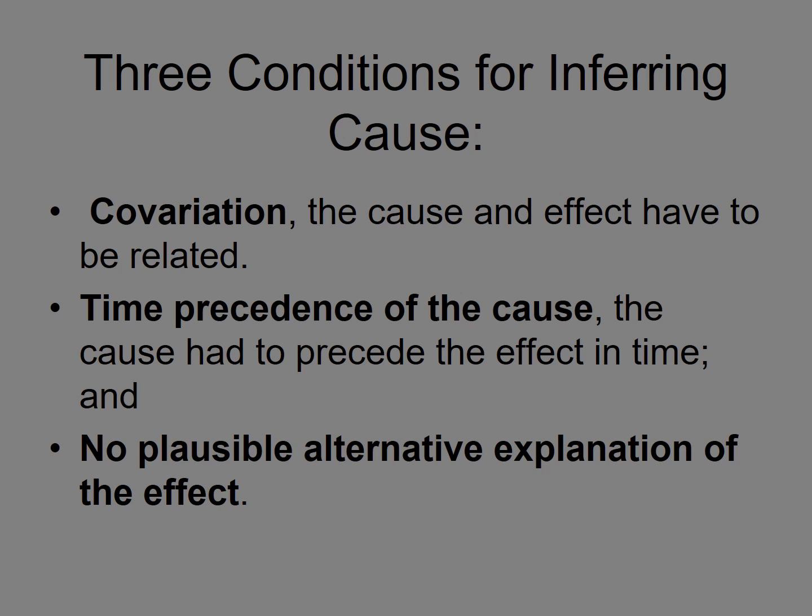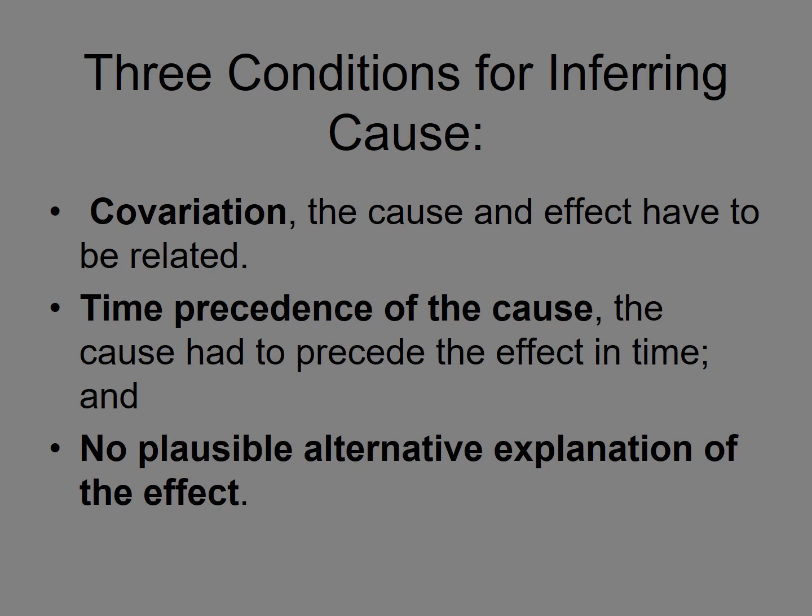The second condition is there must be a time precedence of the cause. So the cause has to precede the effect in time. It depends on the delay of how people interact. I don't know, maybe with ice cream and murder rates, there could be a time precedent there. Maybe ice cream sales spike first, and then because people are outside eating ice cream and interacting, they're more likely to get in conflict. There's more likely to be an incident where someone is killed or murdered. So maybe there's a time precedent there.